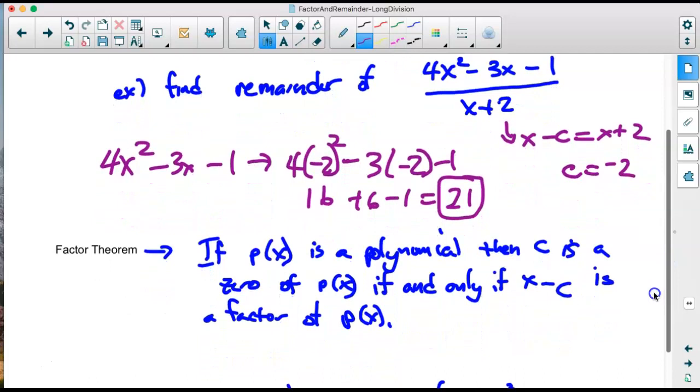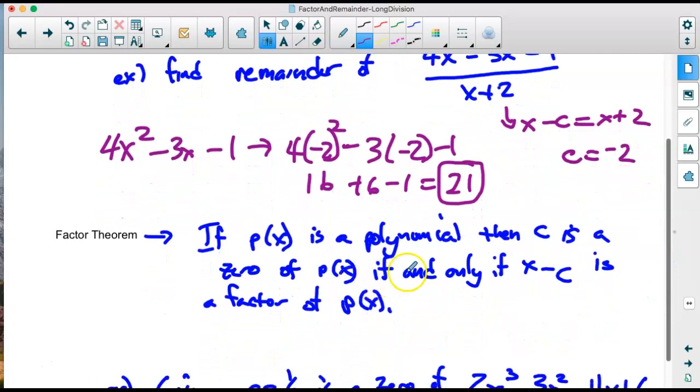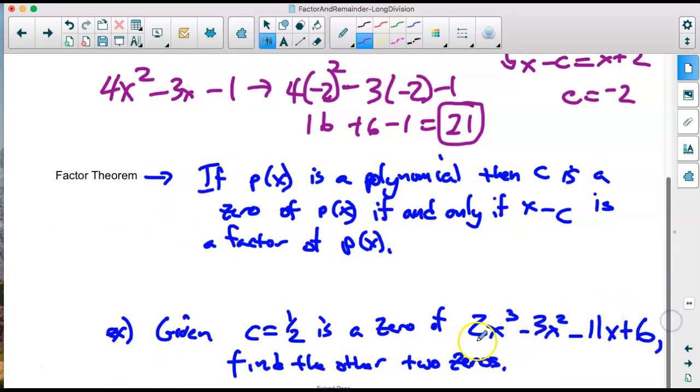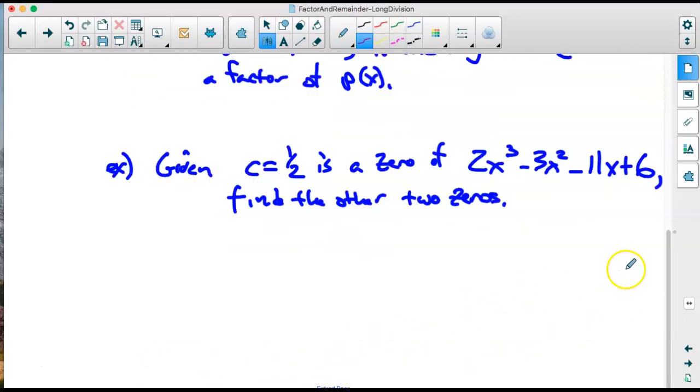Now the factor theorem says that for a polynomial p of x, c is a 0 if and only if x minus c is a factor. So if we know 1 is a 0, then we know it's also a factor. So in this example, we're given that c is a 0, and we want to find the other two zeros because it has 3 because of the x cubed here. So what we would do is, since we know that this is a 0, then we know that x minus 1/2 is a factor.